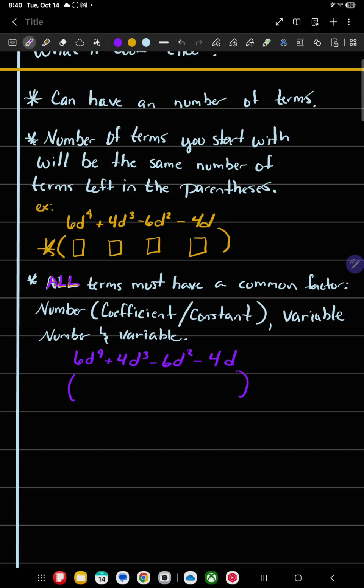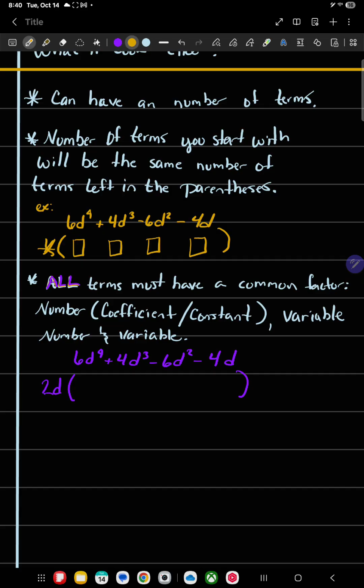Now, let's look at the letter. Are they common in variable? I see a D here, a D here, a D here, and a D here. All 4 have a D. So yes, they are both common in number and variable. So let's go ahead and do it. So we know that the 2 will come out. And the most amount of D's we can take from everybody is what? 1 of the D's.